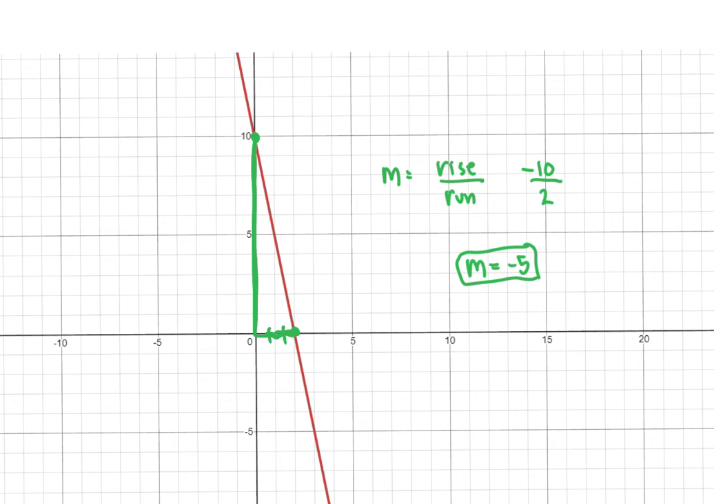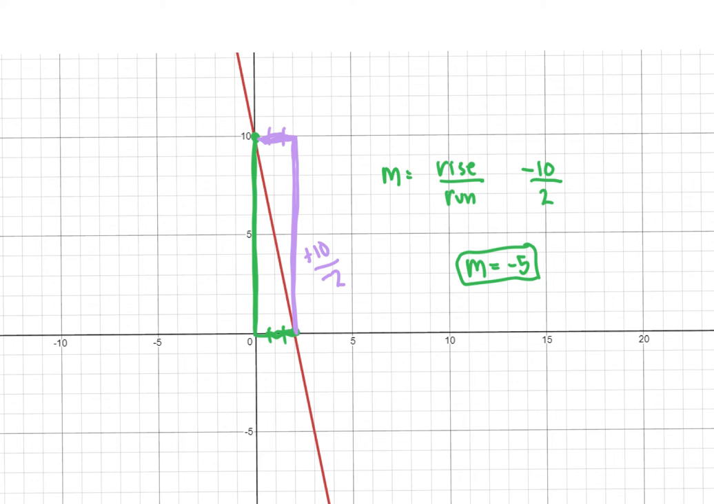Sometimes I get asked the question, can I go from the right point to the left point? And it's absolutely. We are actually here rising a positive, so that's positive 10. But then we're running negative 2. Positive 10 divided by negative 2 is also negative 5. So it doesn't matter which direction you go, it will work out.